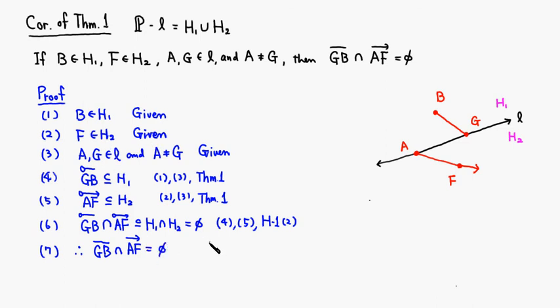So we're using the fact from line number 3 that A and G are separate points, and combining with line number 6 to get that. Alright, that's it. I hope that this was clear.